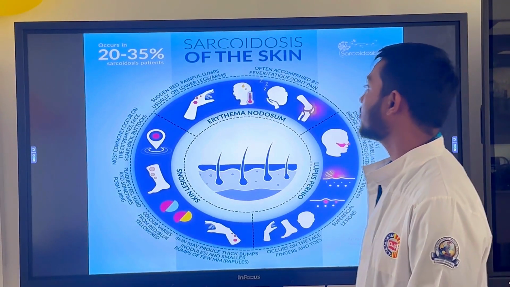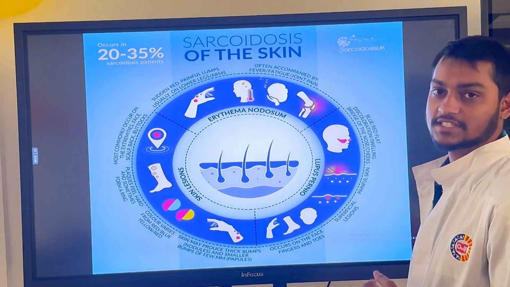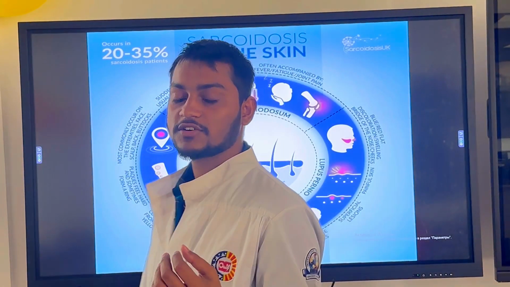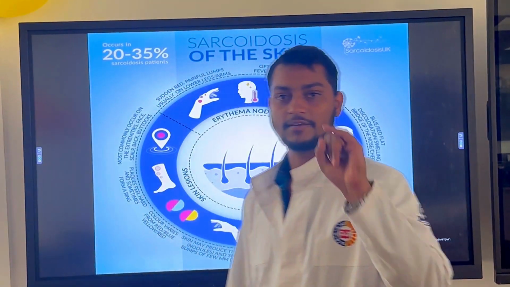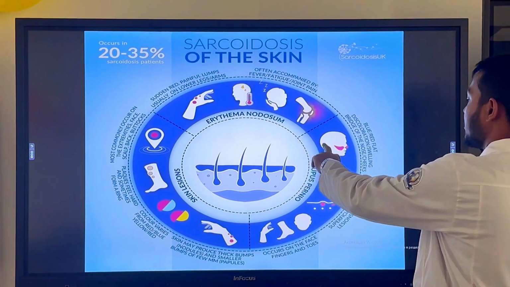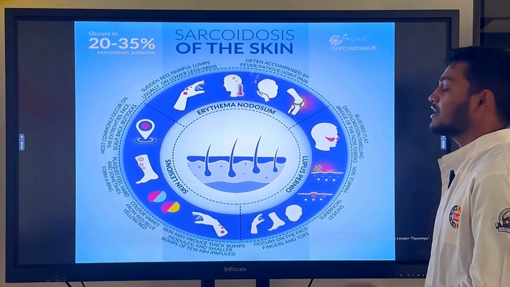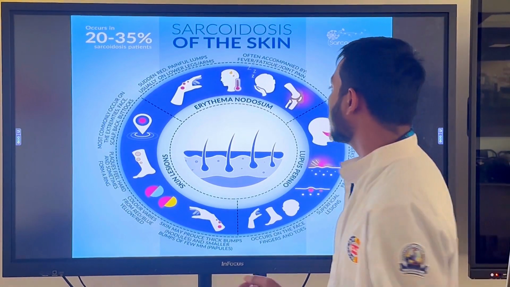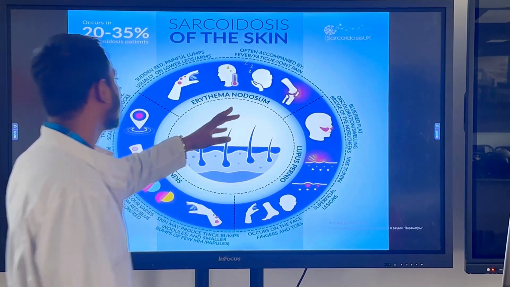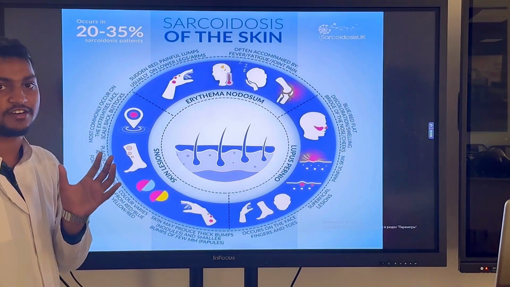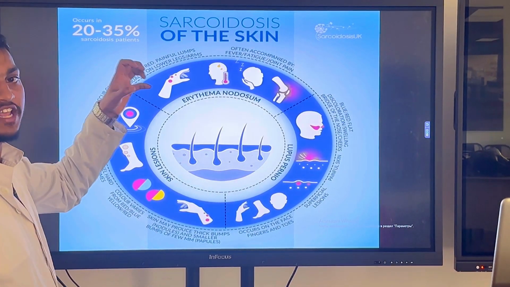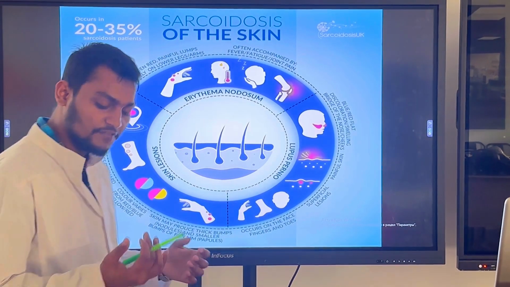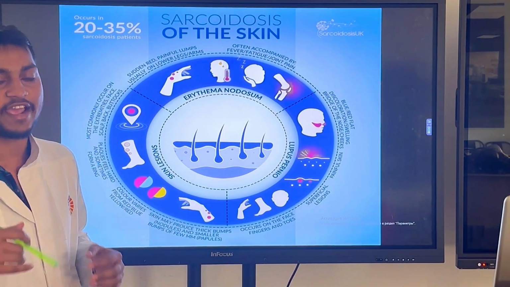Now I will discuss the impact of sarcoidosis on the skin. At first, sarcoidosis of the skin is divided into three types: lupus pernio, skin lesions, and erythema nodosum. Erythema nodosum is suddenly red in color, and it is painful, mainly affecting the legs and hands.